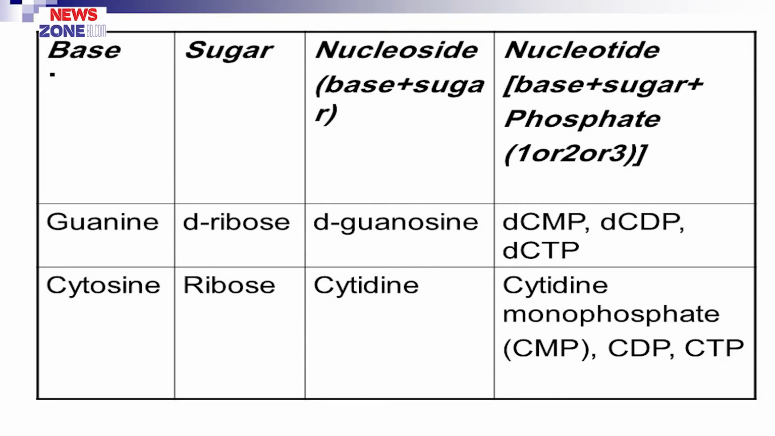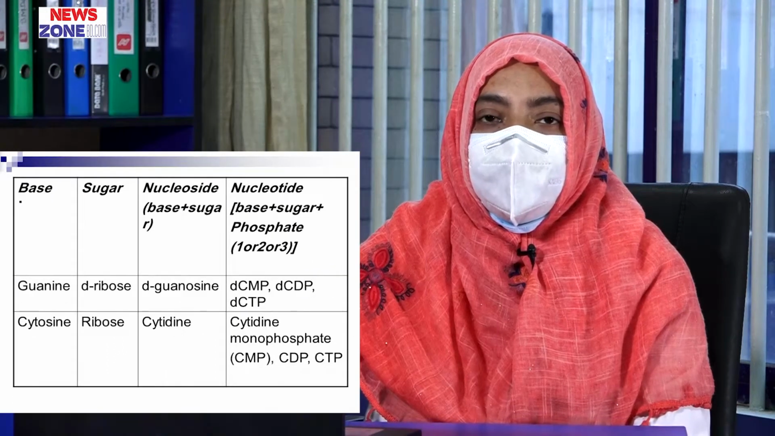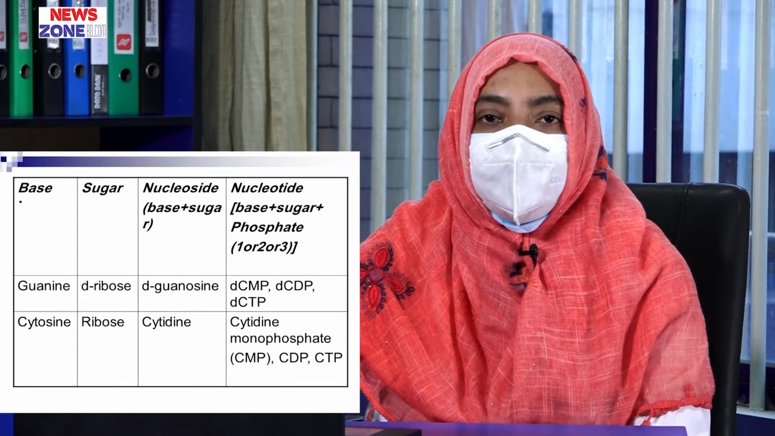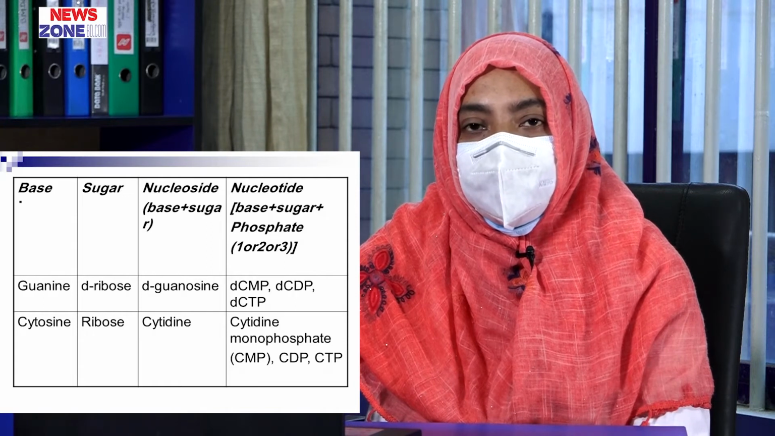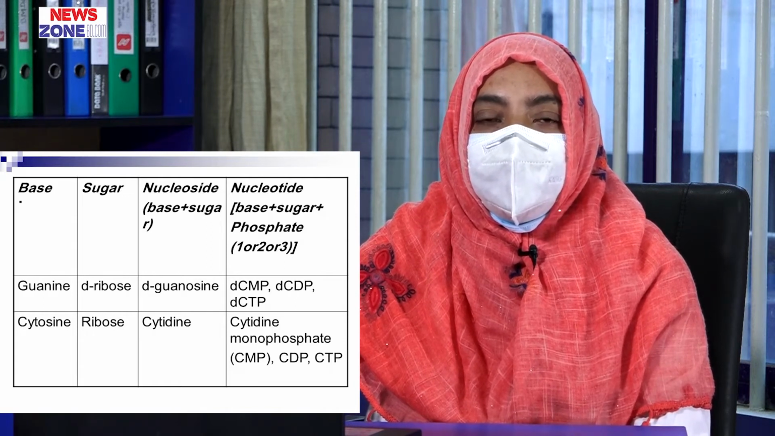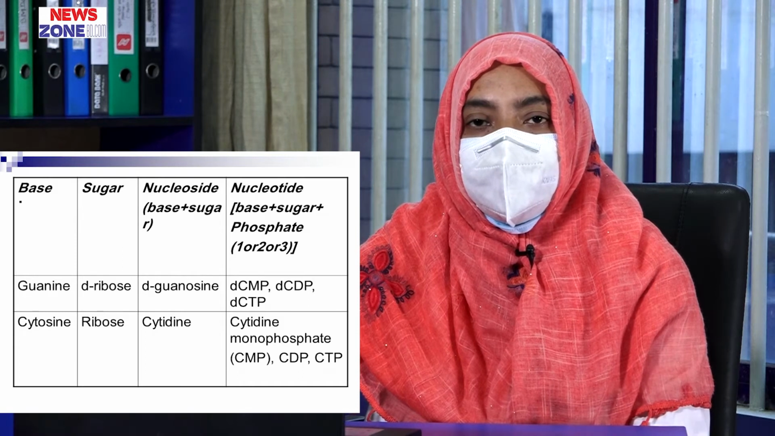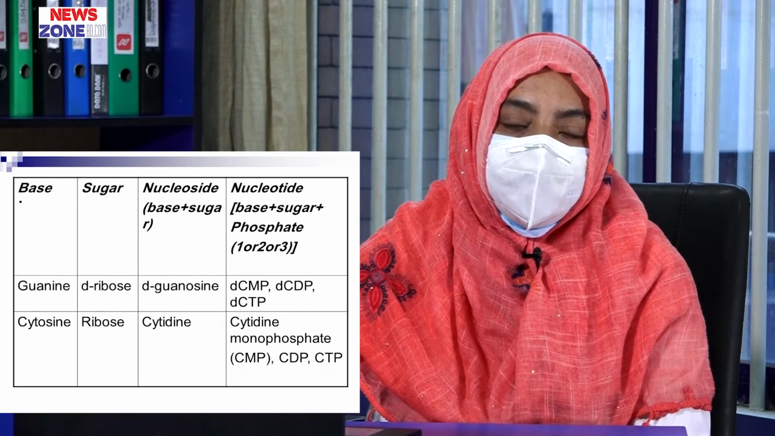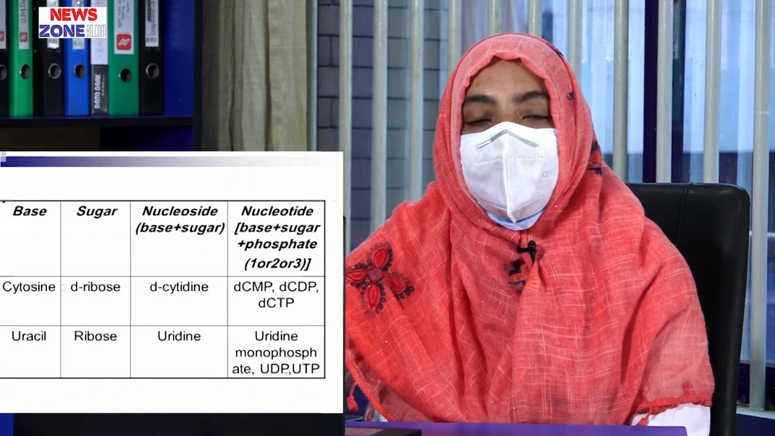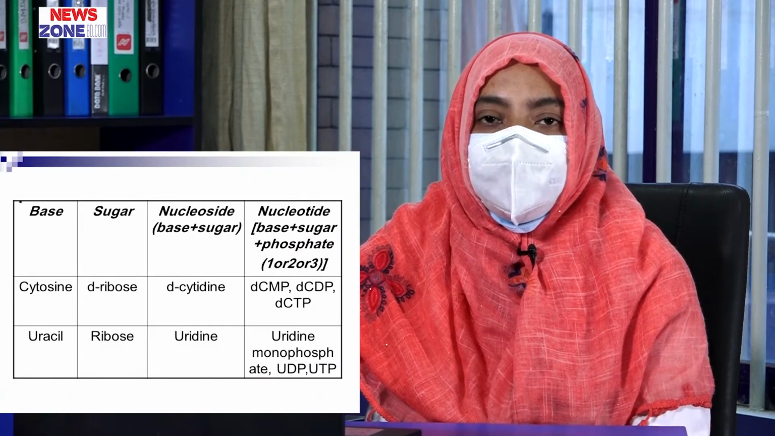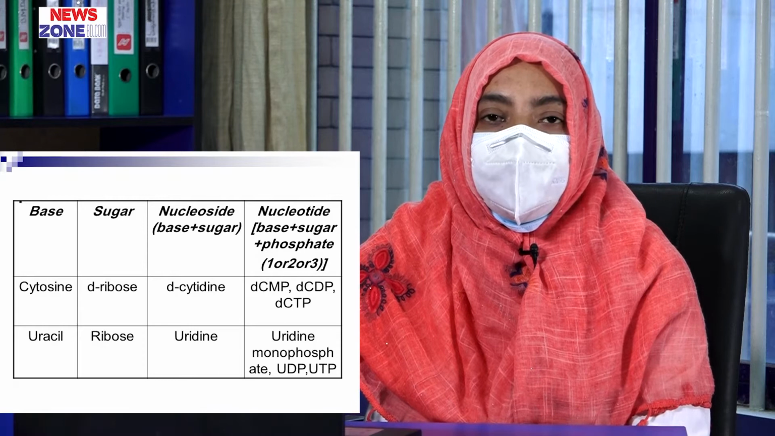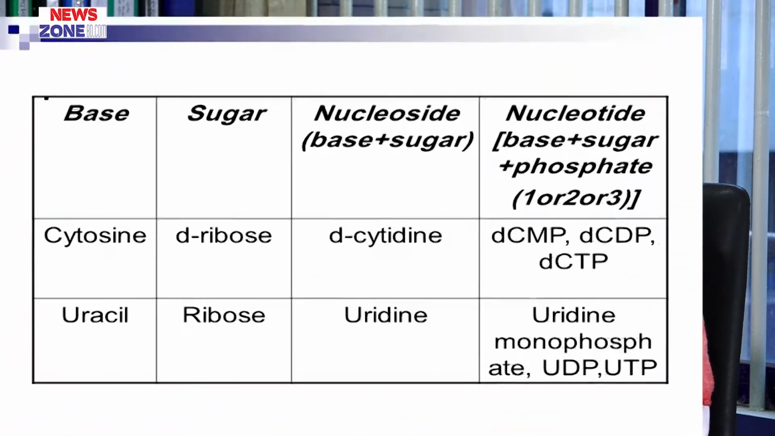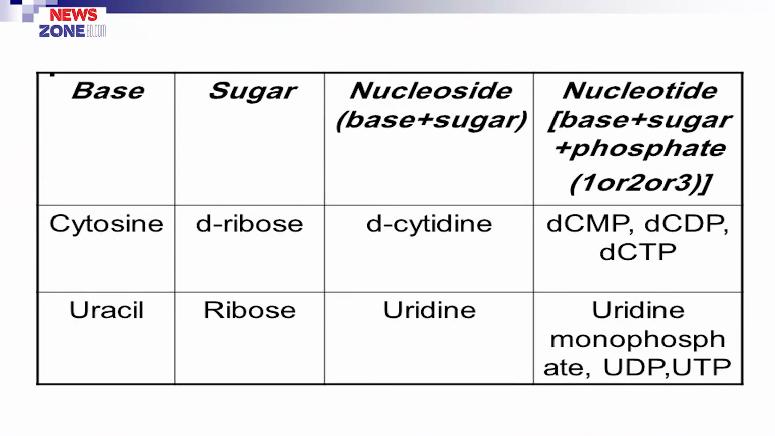Now, if the base is cytosine and the sugar is ribose, then the nucleoside will be cytidine and the nucleotide will be cytidine monophosphate, cytidine diphosphate and cytidine triphosphate. Now, if the base is cytosine and the sugar is D-ribose, then the formed nucleoside will be D-cytidine and the formed nucleotide will be D-cytidine monophosphate, D-cytidine diphosphate and D-cytidine triphosphate.